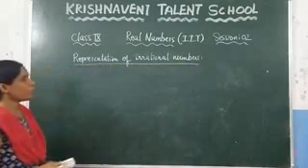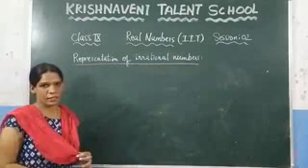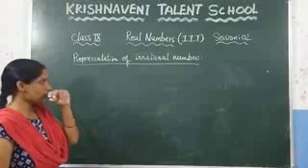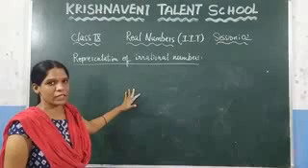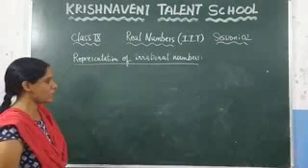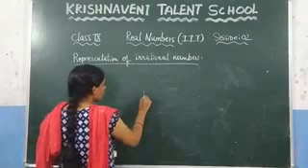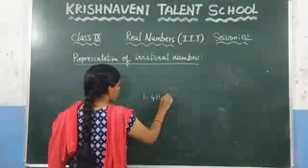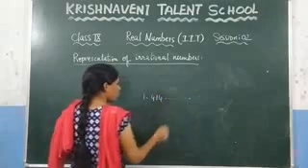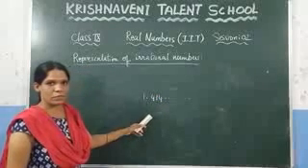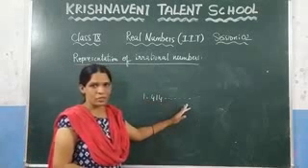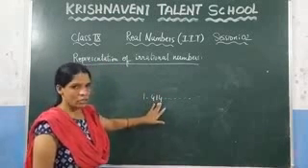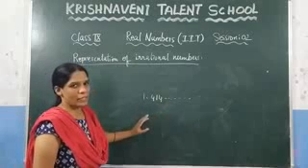So here we already discussed what is meant by irrational numbers. So what are irrational numbers? The numbers that are non-terminating, non-repeating decimals, we call them irrational numbers. Consider the example 1.414 and so on. You know that it is a non-terminating decimal because after the decimal point it does not have any end. So we can say that it is a non-terminating and non-repeating decimal.